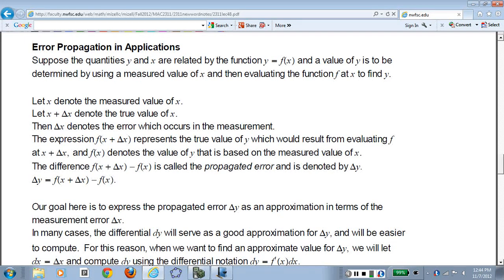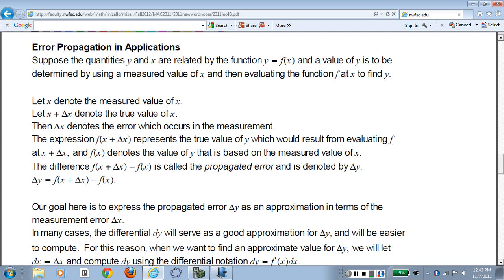Error propagation. The idea here is we're going to measure something, and then we're going to do a calculation, basically evaluate a function at a number derived from a measurement that's made. Now, if there's some intrinsic error, we measure something and we get an answer, plus or minus whatever the degree of precision our measuring device is, then when we use that measured value to evaluate a function or some formula, that error will propagate itself into the answer.